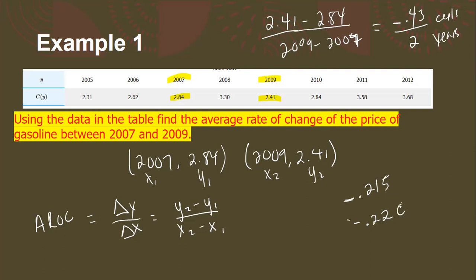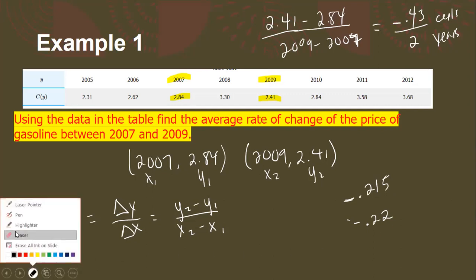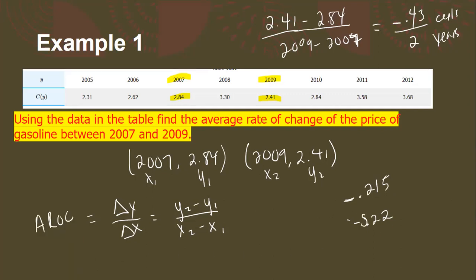22 cents. I'm writing bad math all around. I need a dollar sign. There we go. Please don't be those people who put your dollar sign after the money. It's weird. So negative 22 cents per year. And then after 2009, what did you notice? It stopped declining and did what? It went right back up.